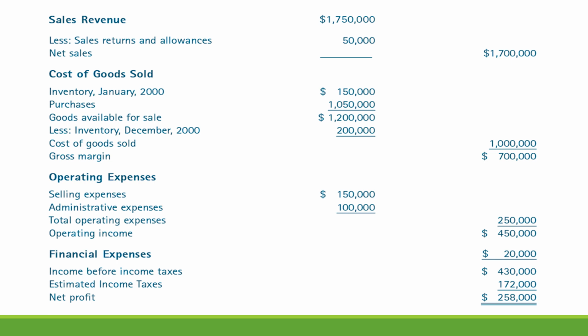The financial expense is the interest expense on long-term loans. The estimated income tax represents the amount that may be due at tax time. So after the operating expenses, the financial expenses, and the income before income tax are subtracted, you then arrive at the company's net profit.